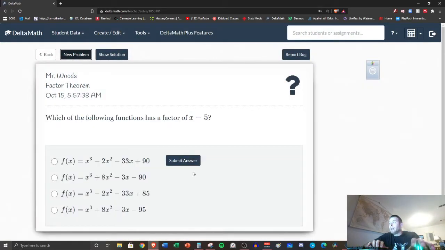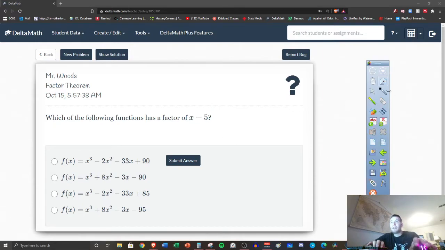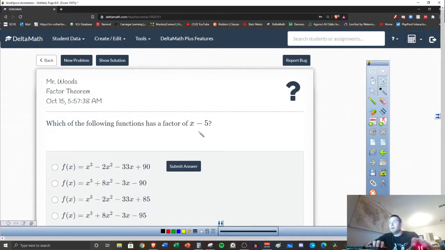New problem. Okay, so this one is just like the last one, except now we're saying which of the following functions has this as a factor. So we know that the 0, let me write this, we know the 0 is going to be 5. So what I'm going to do is I'm plugging in 5 to each one until it is a factor. We need, when I plug this in, for it to be 0. So we want f of 5 when I plug it in to equal 0. That's what we want. That's the rule.